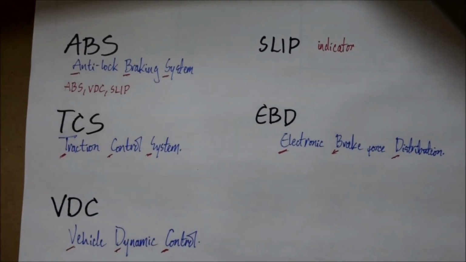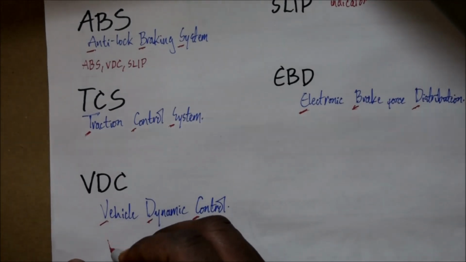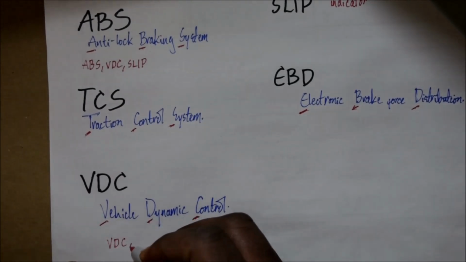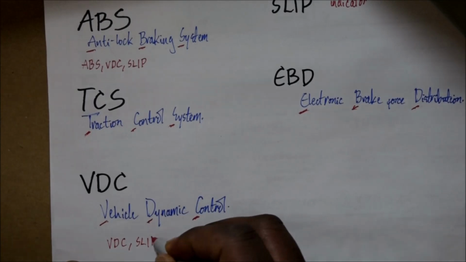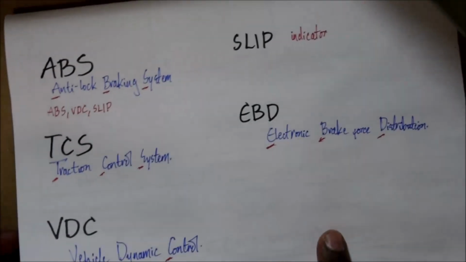I needed to add something here. The VDC system, when that's faulty, what you usually get is a VDC light as well as slip. As I said, when you get those solid, you get a problem. You only want to see them when they're flashing.